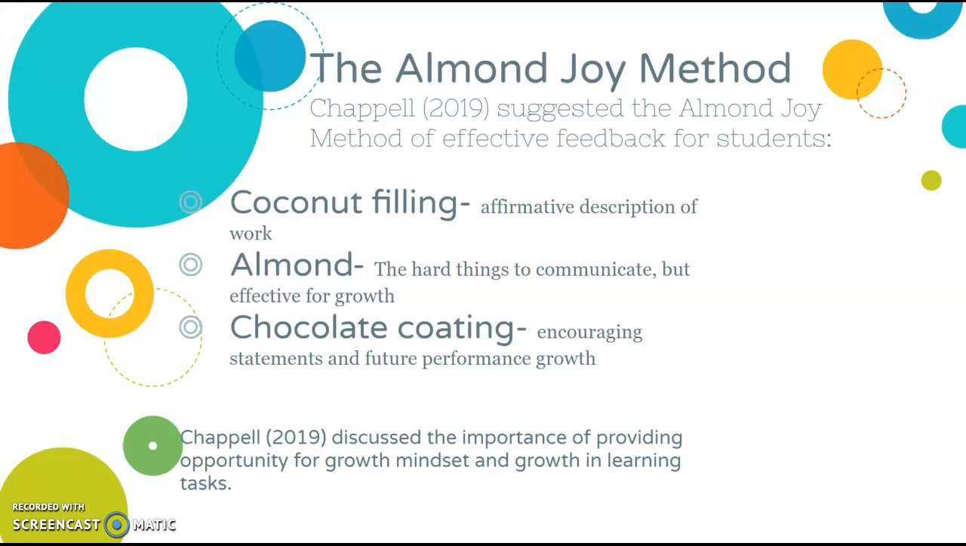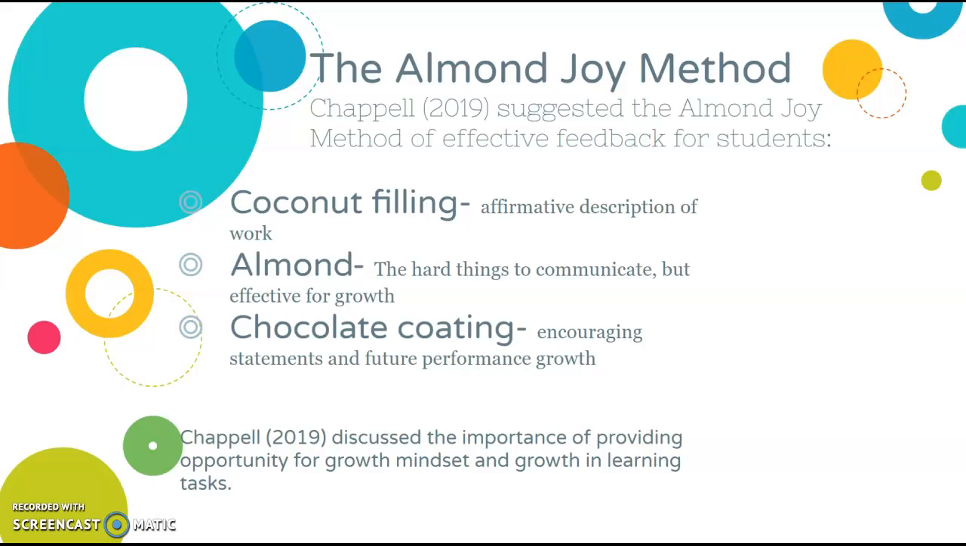Okay, so I want to talk to you today specifically about the Almond Joy method. So Chappell suggested that the Almond Joy method of effective feedback for students is useful. So if we're thinking about the Almond Joy, of course, we're talking about the candy bar. First, we have the coconut filling. So we're providing an affirmative description of work, really giving the students some positive aspects as to what's going on and letting them know specifically with the description of what they're doing. So if it's a writing project, specifically what they did well.